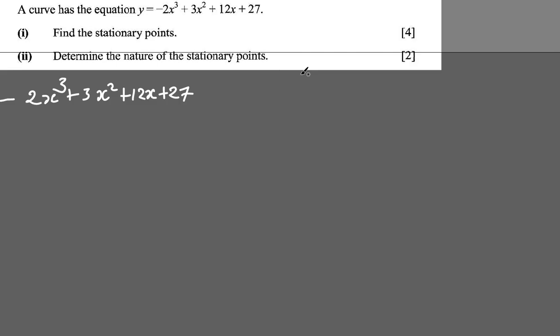So what we do when we are finding the stationary points, in some cases they'll ask you to find the coordinates for the same curve. So in this case we are told to find the stationary points, which are the same as the coordinates. So the first thing we do here whenever we are finding this is to differentiate.